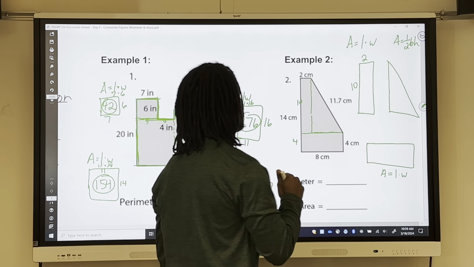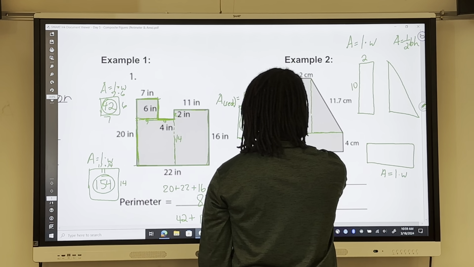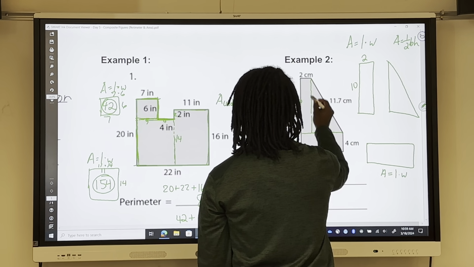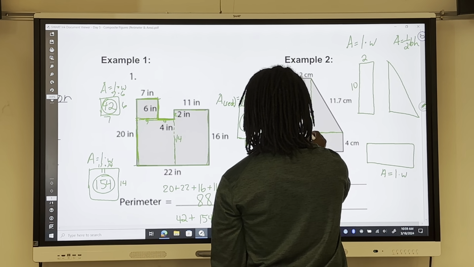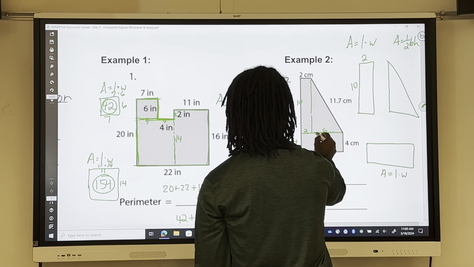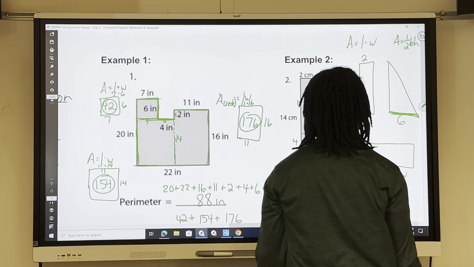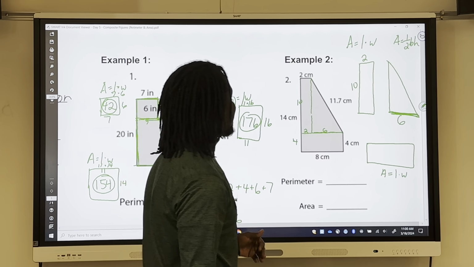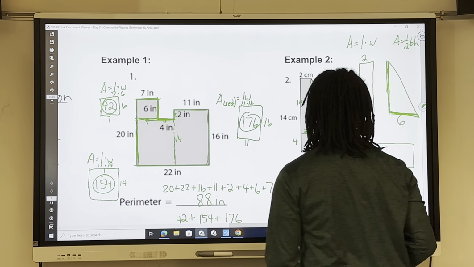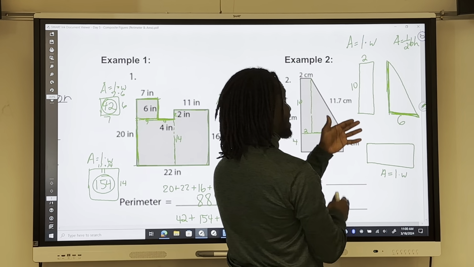All right, now, so that is the length and the width. Then for the triangle, I know that this piece is 2 right here, and I knew that this whole thing is 8, so that tells me that that piece must be 6. So the base of my triangle is 6. And then I also need the height, which is that part of my triangle, not the hypotenuse.